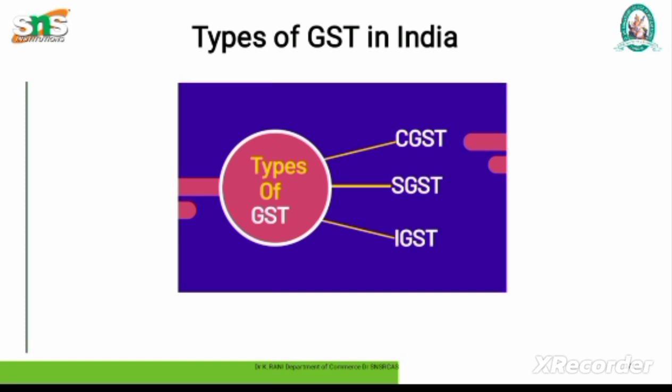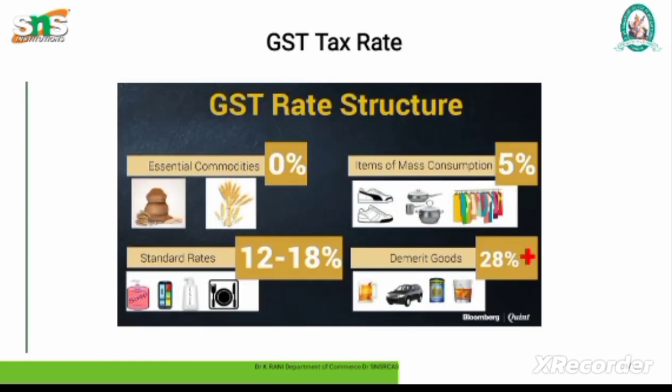Intrastate transaction: SGST, CGST, IGST. For example, goods purchased by an individual in Maharashtra from a seller for rupees 1,10,000.